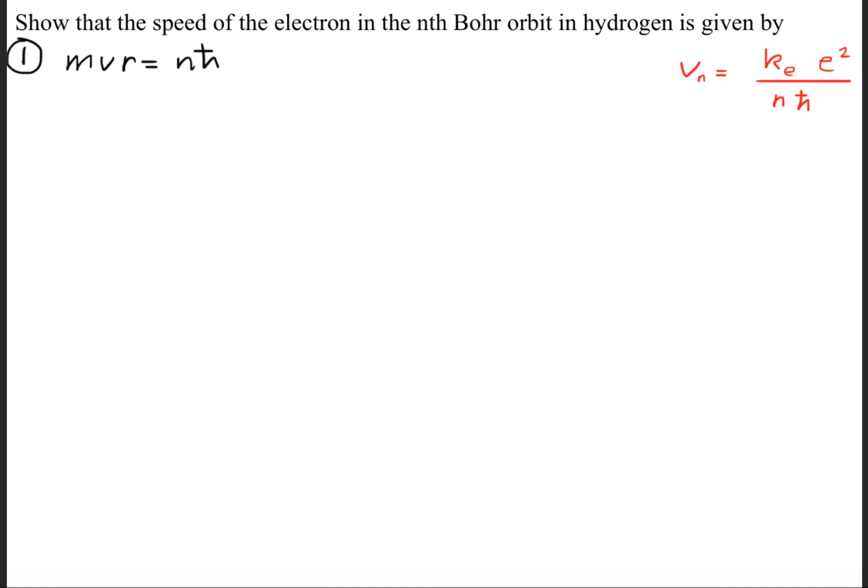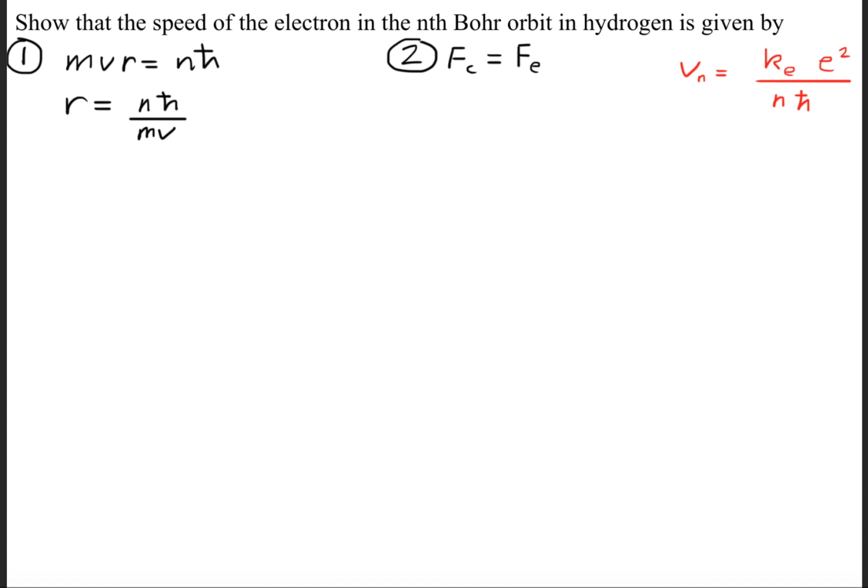The way we do that is we take angular momentum, which is the mass times the velocity times the radius for circular orbits, and we set that equal to n times h bar, where h bar is simply Planck's constant divided by 2 pi. The next thing we're going to do is isolate the radius, so r is equal to n times h bar divided by mv.